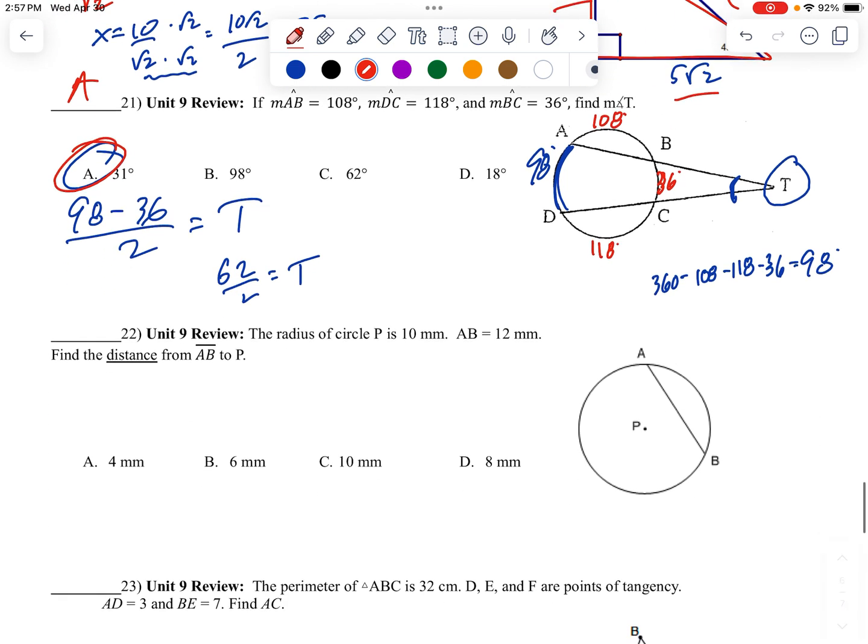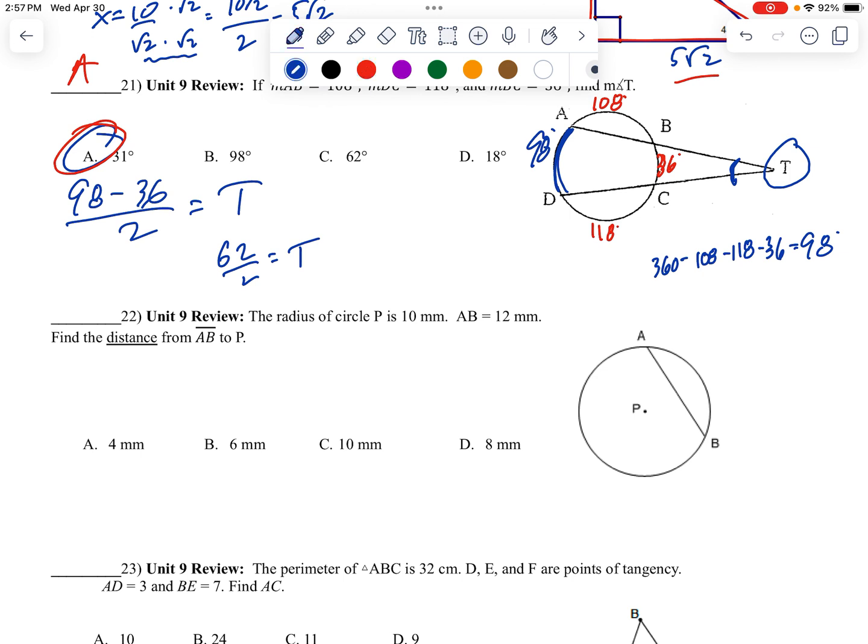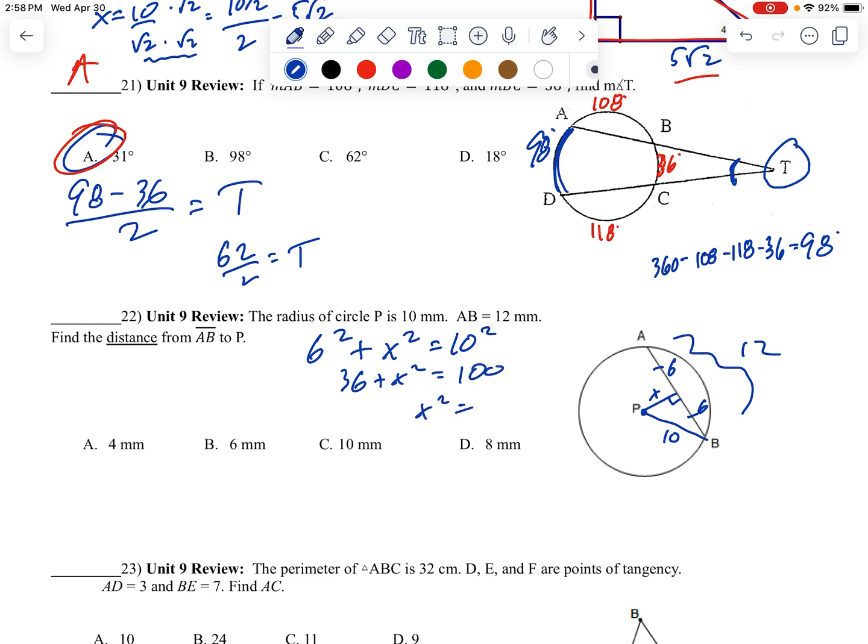Another Unit 9 review. It says the radius of circle P is 10 millimeters, AB is 12, so this whole thing is 12. The radius goes from the center of the circle to a point on the circle. That is 10. Find the distance from AB to P, so that's my distance right there. That's a right angle, that's my X. Since the whole thing is 12, each of these pieces is 6. So it's the Pythagorean theorem. 6 squared plus x squared equals 10 squared. 36 plus x squared is 100. X squared equals 64. X is 8.